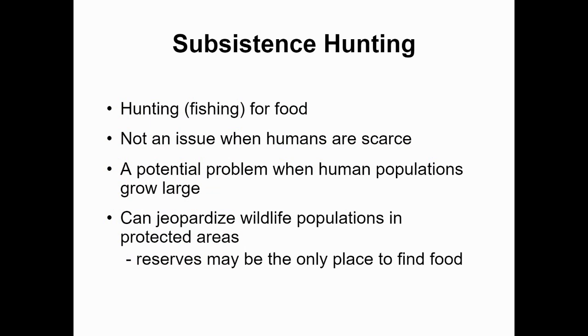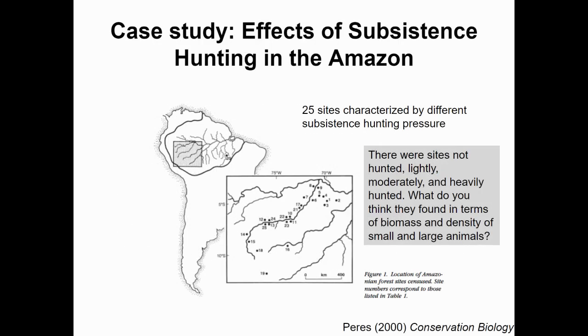So subsistence hunting is probably a term you've heard of before. This is hunting or fishing for food, enough to survive. Subsistence hunting is usually totally fine and works well in an ecological system when human numbers are small. However, as human populations grow, there's a demand for more resources, and that can cause a problem to the populations of animals being hunted. So reserves sometimes, which are supposed to be areas set aside to protect wildlife, end up being the only place people can find food. And when you're hunting for survival, you don't care as much about preserving animals when you're hungry.